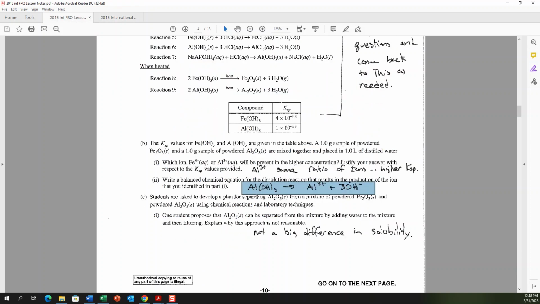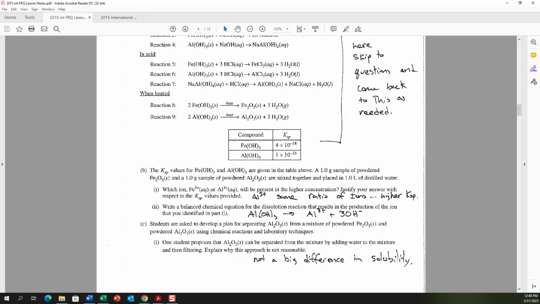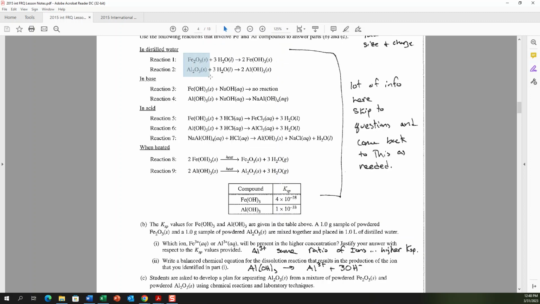Students were asked to develop a plan for separating aluminum oxide from a mixture of powder iron oxide and powder aluminum oxide using chemical reactions and laboratory techniques. So here's our mixture, right? I guess the first thing we do is add it to water, and then it'll form this. Then we can add it to sodium hydroxide, and the aluminum hydroxide will dissolve, but the iron 3 hydroxide will stay a solid.